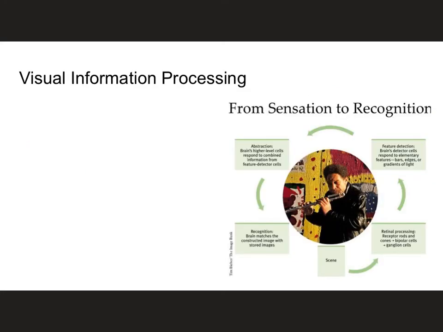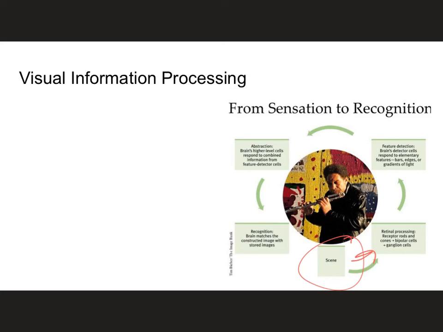So visual information processing. We know how we see, we know how perception can be impacted by how we see. How exactly is all of this processed? That transduction, right? From sensation to recognition. So if we have a scene, in this case, it's a man playing a unique looking flute. The first thing that's going to happen is our eyes are actually going to work, right? So we're going to have a retinal processing. Those wavelengths are going to go into the back of the retina. That retina is going to process that.